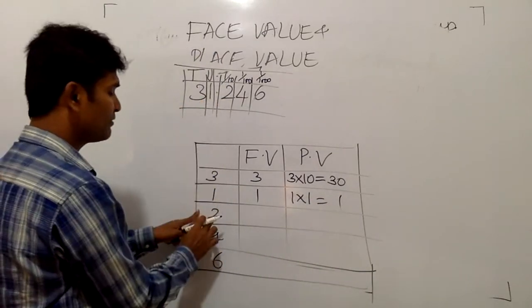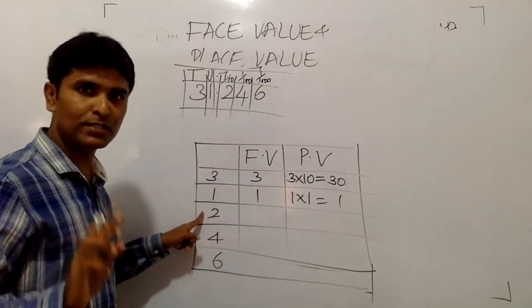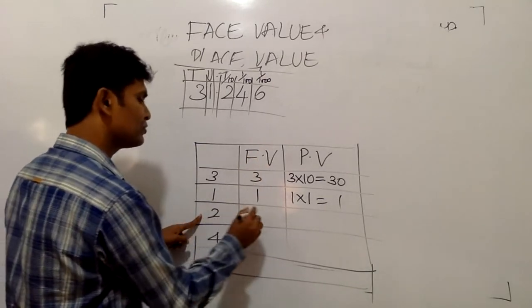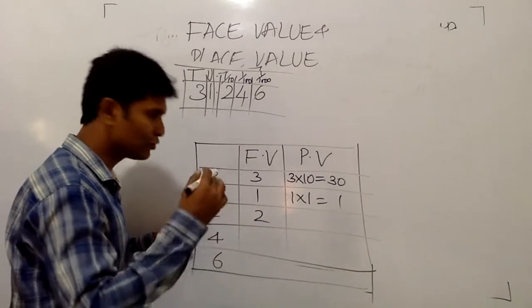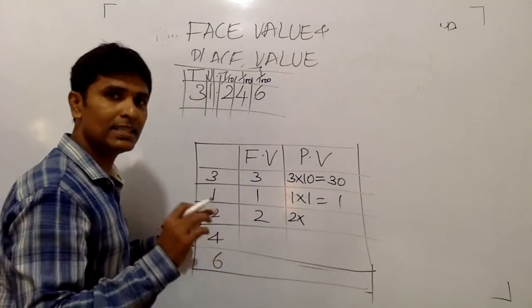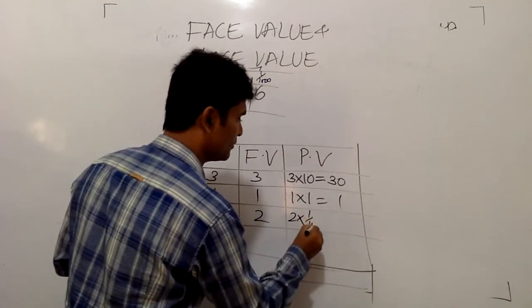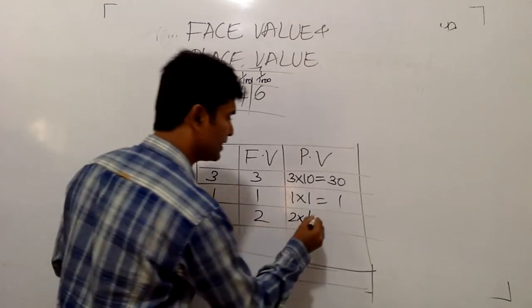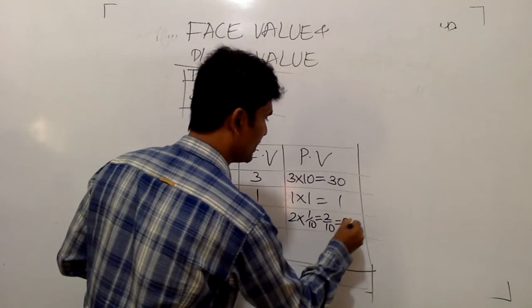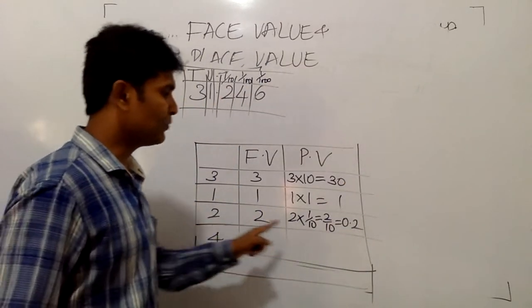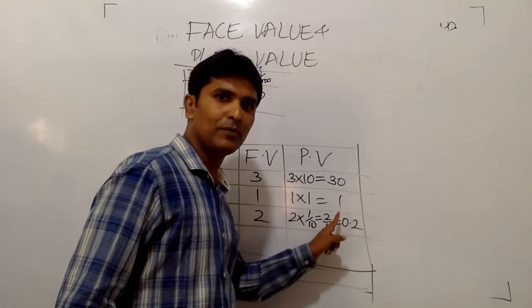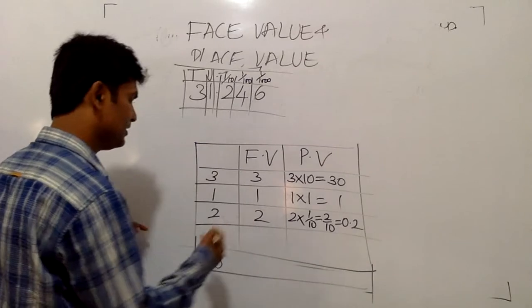Then see, after the decimal point it is coming. 2 is coming after the decimal point. So the face value of 2 is 2 only. Then the place value is 2 into, it is in the tenths place, I mean 1 by 10. We have to multiply it by 1 by 10. This becomes 2 by 10, which is 0.2. When 10 is there in the denominator, we have to put one decimal point from the right side, one digit.